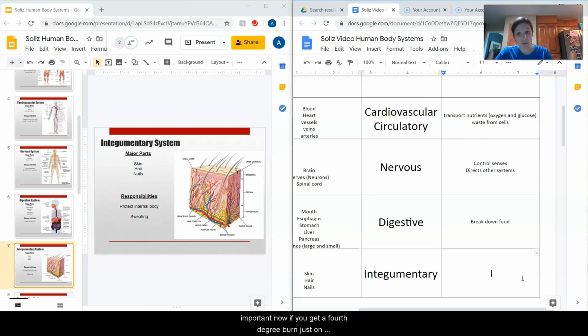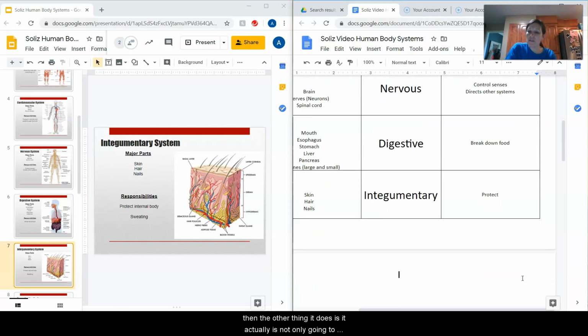So skin is important. Now, if you get a fourth degree burn just on your arm, they can actually take skin from other places, most commonly the best place is your buttocks, okay? And they will take a layer of skin and do what's called a skin graft and put that skin here. Now, I can take my own skin because my body's not going to reject it, because it's my own skin cells. So that's what a skin graft is, but your skin is really important and you really do need it. So it does protect your internal body from diseases and infections.